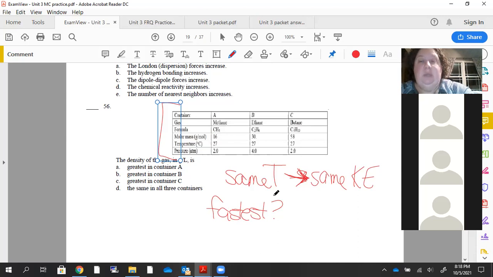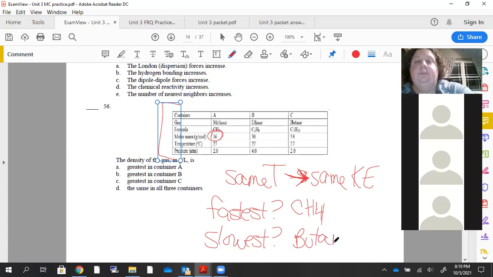Yes. Okay. So the speed is controlled both by temperature and molar mass. Okay. And then the kinetic energy is only based on temperature? Correct. Okay. So since all of these are at the same temperature, they all have the same kinetic energy. But because methane has a much smaller molar mass, it is going to be the fastest of these gases. Of these 3 gases, the slowest one, the one with the least amount of velocity, would be the butane, because it has the highest molar mass.